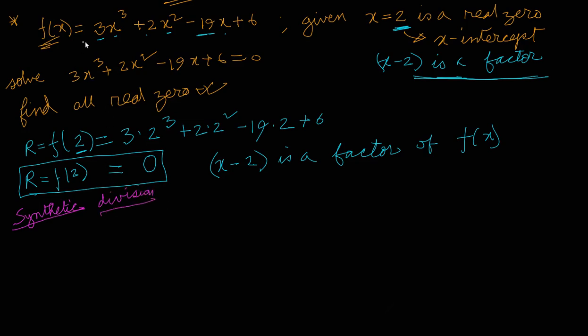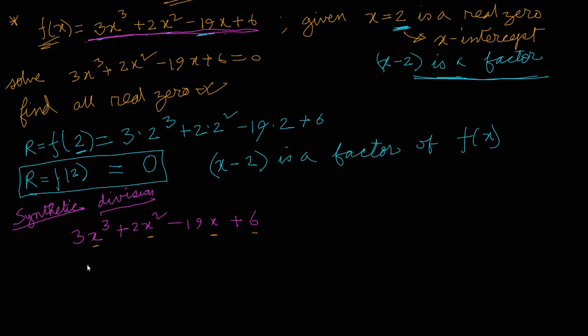For synthetic division, first of all, I need to write down this polynomial in descending order. This is 3x cubed plus 2x squared minus 19x plus 6. So it's already in descending order. Then the next step is to insert any missing terms. I have x cubed, x squared, x, then the constant, so I do not have any missing term. I am done with step number 2.